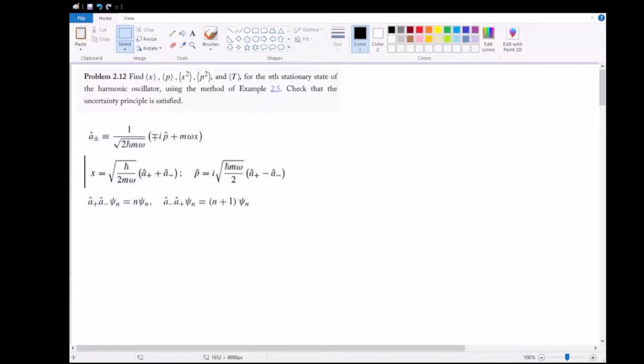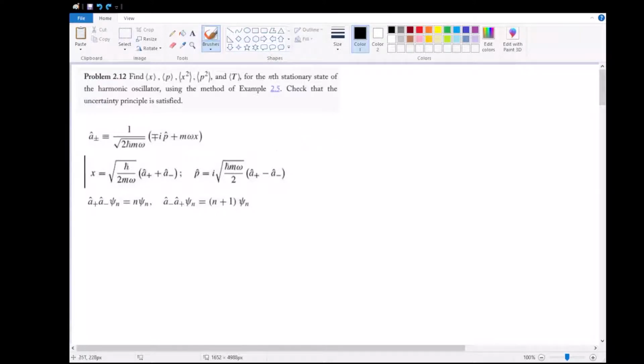In 2.12, we're asked to find the expectation values of x, p, x squared, p squared, and T for the nth stationary state of the harmonic oscillator, and we're specifically asked to use the example 2.5 method. And then we're asked to check that the uncertainty principle is satisfied. So example 2.5 had us solve for the expectation value of the potential energy for the nth excited state.